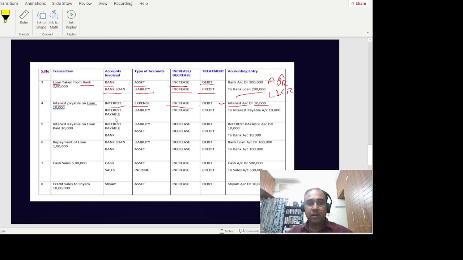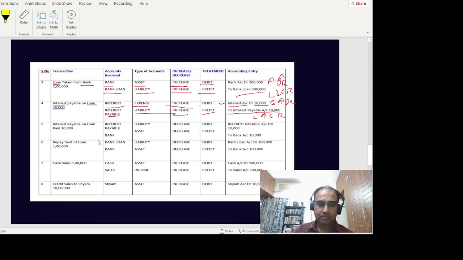Similarly, interest payable means interest is due, but I will pay later. When interest is due and I will pay later, my liability will increase. When liability increases, I have to do a credit. Liability increase means interest payable will be credited. Clear, guys? So interest account is an expense, and expense increasing means debited. And liability is also increasing, means credited.